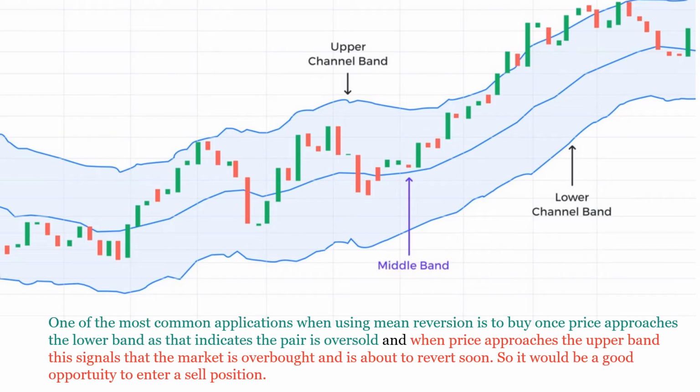One of the most common applications when using mean reversion is to buy once price approaches the lower band, as that indicates the pair is oversold, and when price approaches the upper band, this signals that the market is overbought and is about to revert soon. So it would be a good opportunity to enter a sell position.